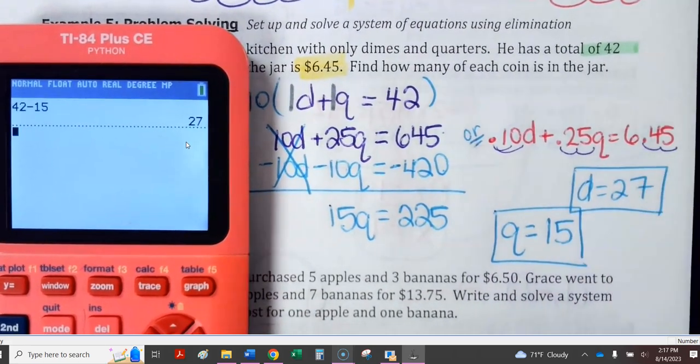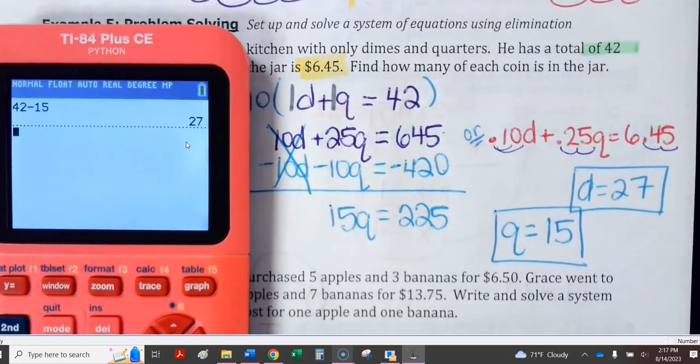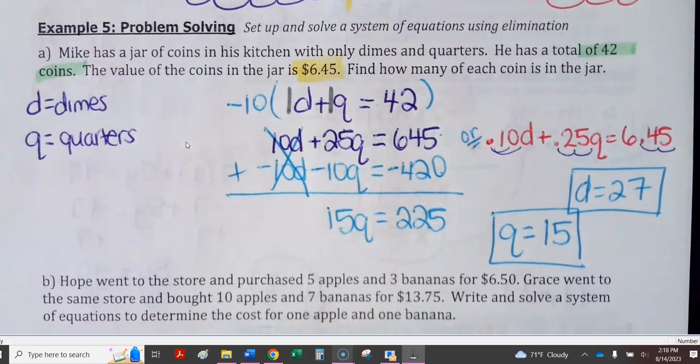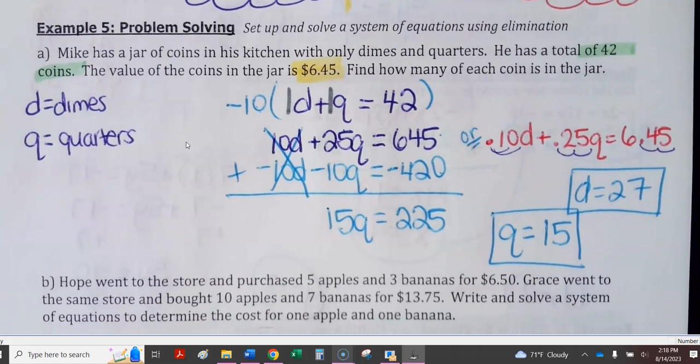dimes. And these are super easy to check if you want to. Obviously those two add up to 42, but if I want to do 25 cents times my number of quarters and 10 cents times my number of dimes, and that gives me the $6.45 that were in the jar, they're very easy to plug back in and check your answer. If you get a question like this with dimes and quarters, remember we could not have a decimal or a fraction here. It has to be a whole number, and it should be a positive number too.